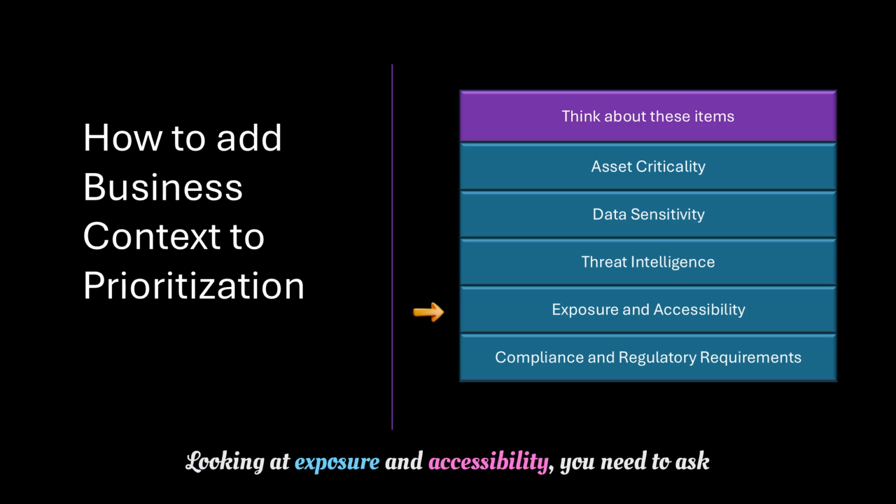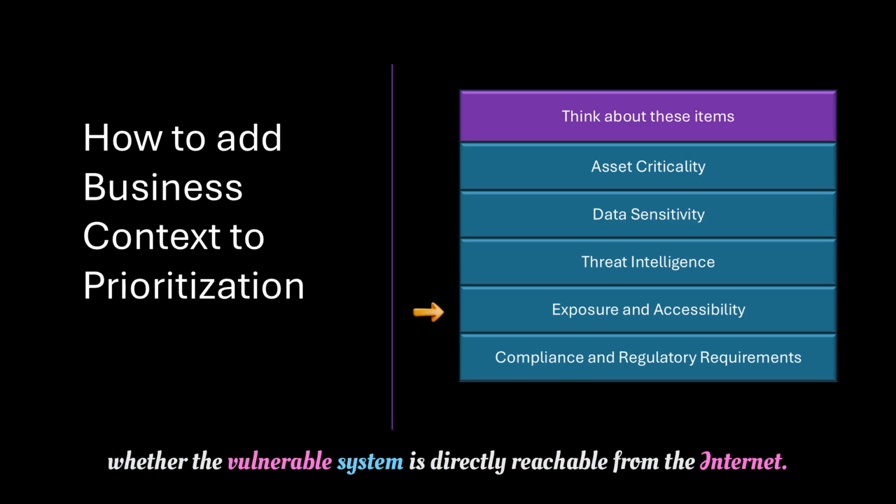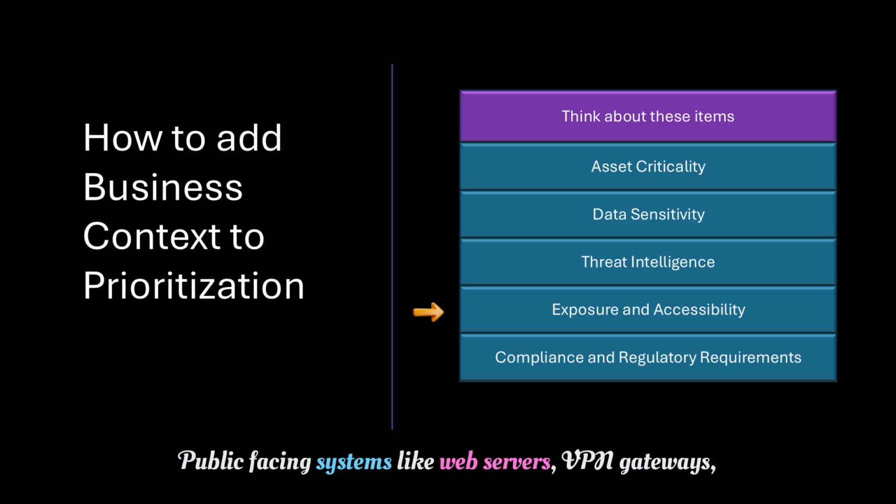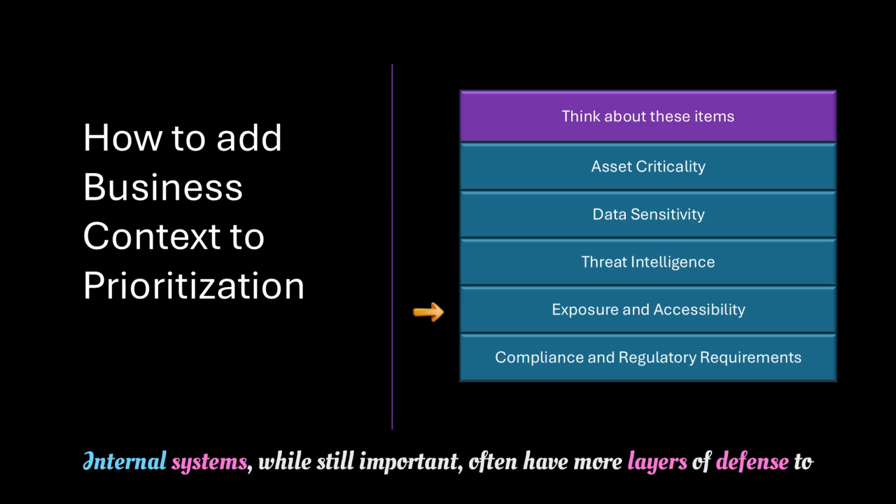Looking at exposure and accessibility, you need to ask whether the vulnerable system is directly reachable from the internet. Public-facing systems, like web servers, VPN gateways, and cloud assets, carry a much higher risk profile because attackers can find and target them easily. Internal systems, while still important, often have more layers of defense to shield them.